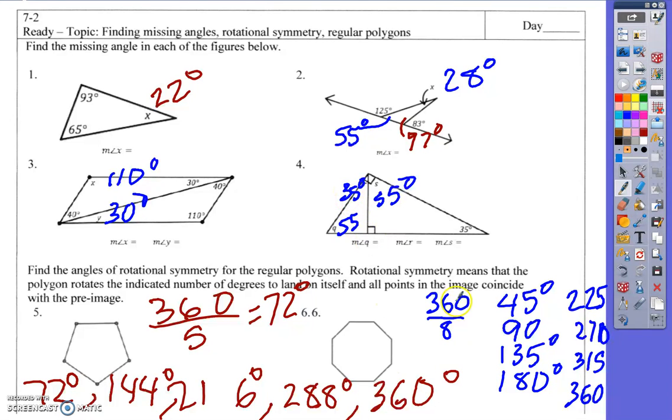Then we've got the 72 I did before. This became 45. So 45, 90, 135, 180, 225, 270, 315, and 360. So that's it for the warm-up. I hope that went so easy for you. I didn't expect it to be a big problem.